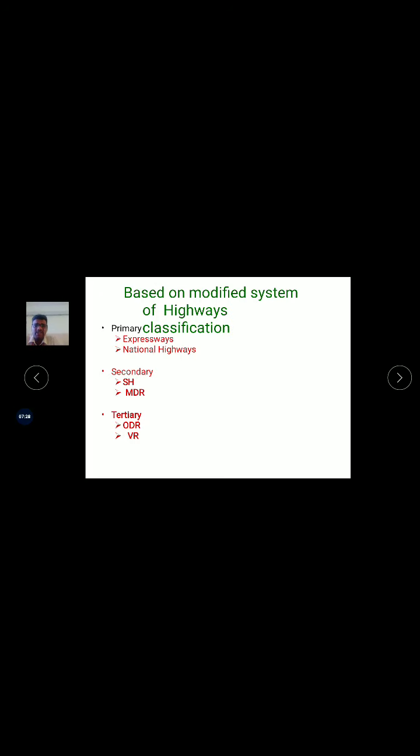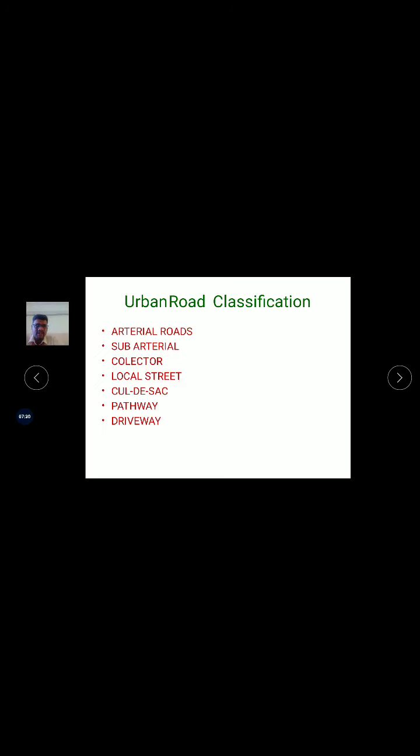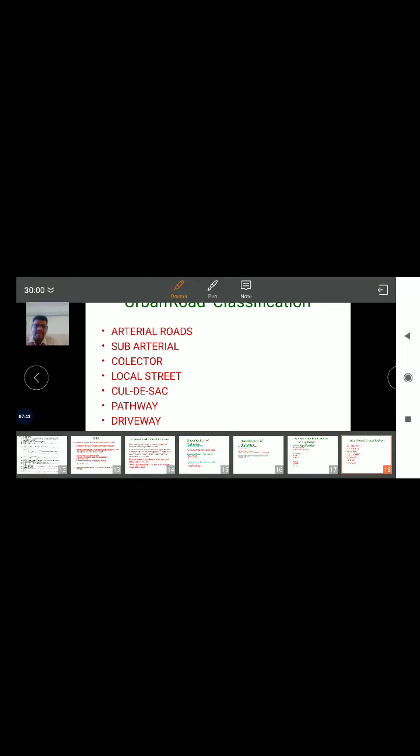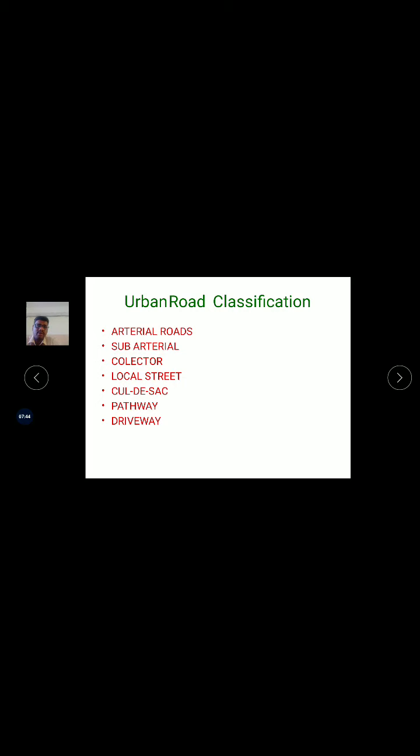The third one is tertiary: ODR, other district roads, and village roads. In this classification, we have city roads, where these urban roads come under the cities we are using. The first is arterial roads, the second is subarterial roads, and the third is collector and local streets. These come under the urban road classifications.